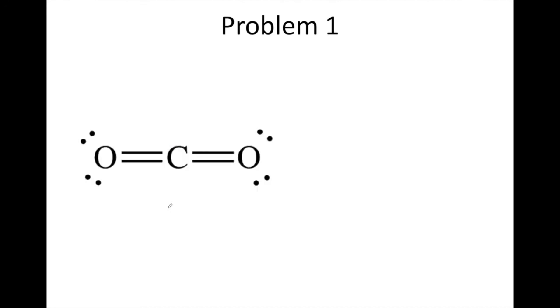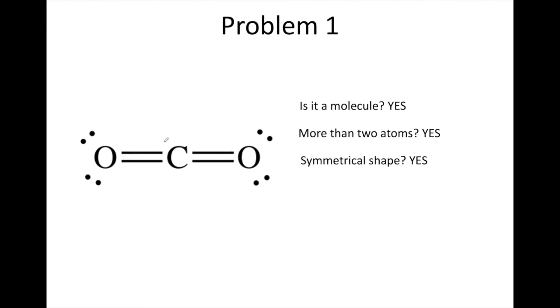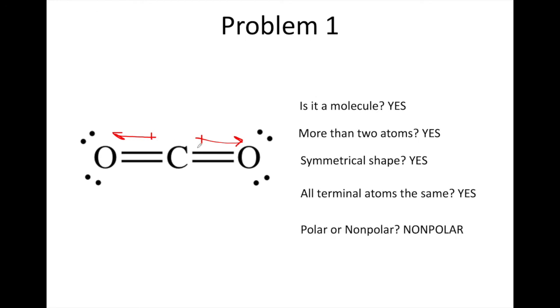What about CO2, carbon dioxide? Yes, it is a molecule. Do we have more than 2 atoms? Yes, we have 3. Is this a symmetrical shape? This is a linear molecular geometry, so it is symmetrical. Are the terminal atoms the same? Yes, they are. So even though oxygen is more electronegative, because it's symmetrical and our terminal atoms are the same, our dipole moments cancel out. So that is nonpolar.